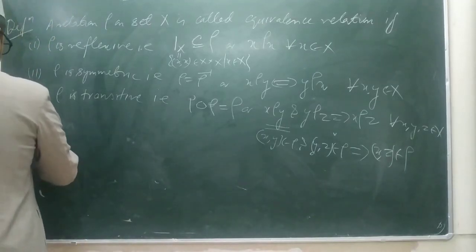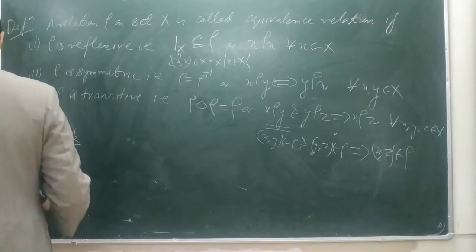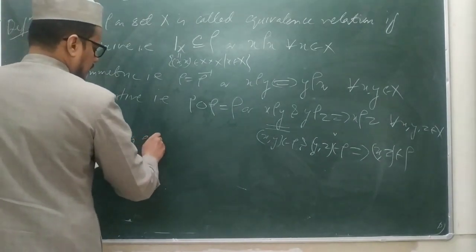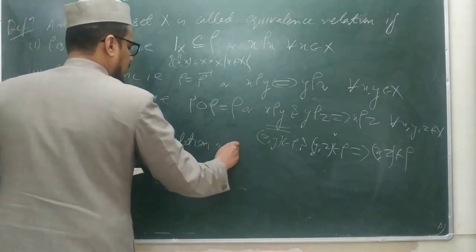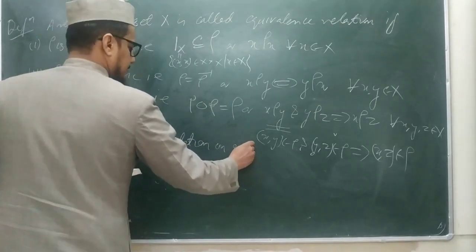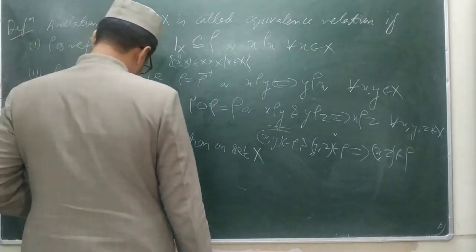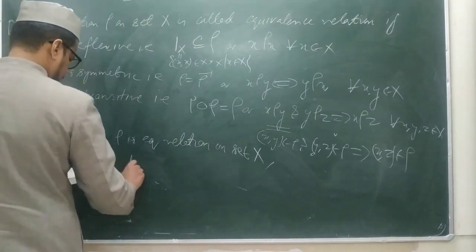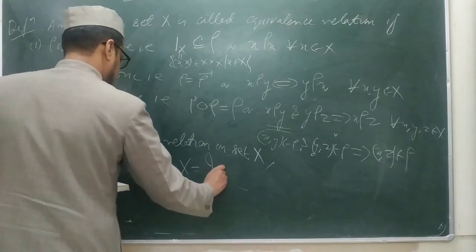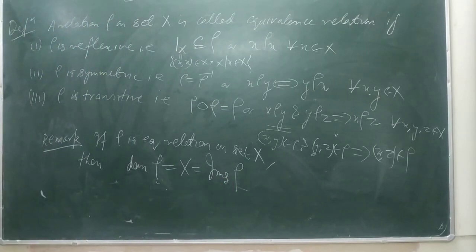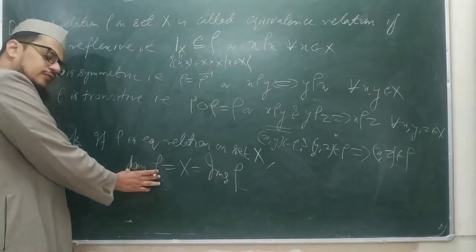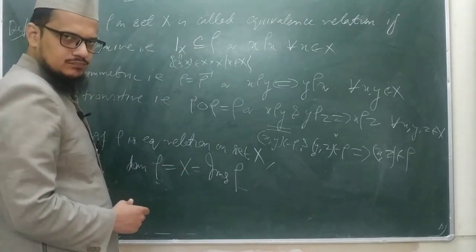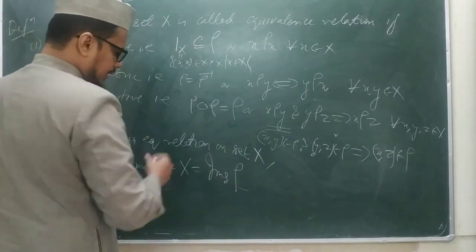Now one remark is there. If rho is an equivalence relation on set X, then domain rho is equal to X as well as image rho. So how we prove that? If rho is equivalence relation on set X, all of you know what is domain rho, isn't it? So try to prove that domain rho is equal to X and image rho is equal to X.